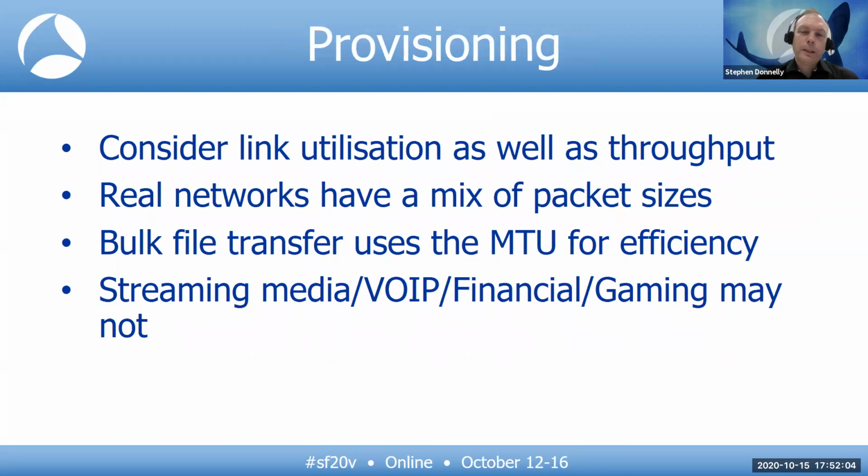You also need to think about that a little bit if you're doing provisioning. So if you're trying to work out what bandwidth link do I need to get in order to get a certain throughput. Real networks are not just all small packets or large ones, so there is a bit of an efficiency question here. Bulk file transfers are going to use large packets. Streaming media, voice over IP, financial data feeds, and gaming may use smaller ones.